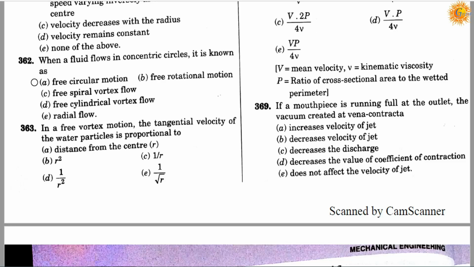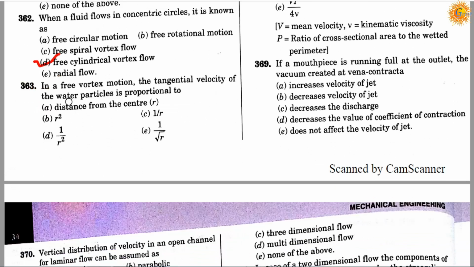Question number 362. When a fluid flows in concentric circles, it is known as: option A, free circular motion; option B, free rotational motion; option C, free spiral vortex flow; option D, free cylindrical vortex flow; option E, radial flow. So correct answer is D, it will be free cylindrical vortex flow.